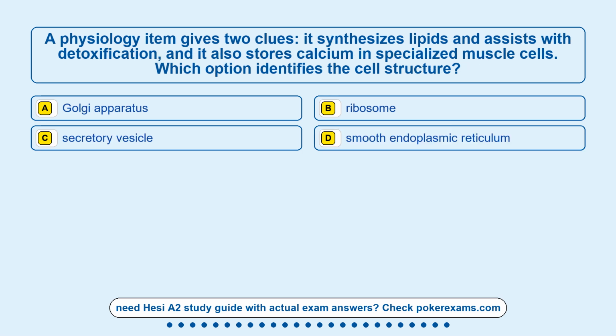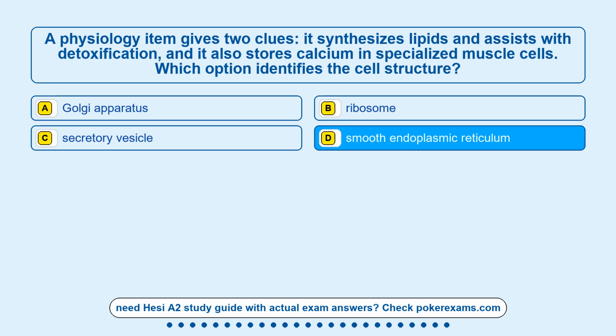Question 18. A physiology item gives two clues. It synthesizes lipids and assists with detoxification, and it also stores calcium in specialized muscle cells. Which option identifies the cell structure? Option A, Golgi apparatus. Option B, a ribosome. Option C, secretory vesicle. Option D, smooth endoplasmic reticulum.